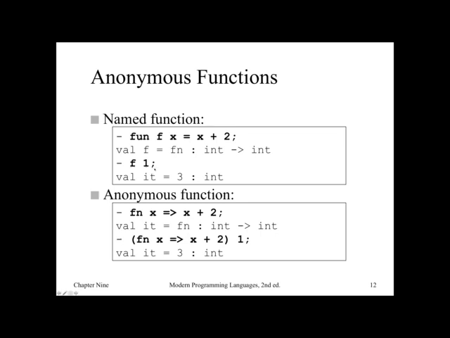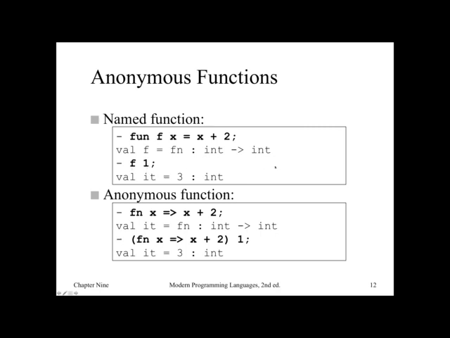Here's an example of a named function versus an anonymous function. In the named function, this is what we're used to. There's fun as a keyword. I've got f, which is the name of my function. F expects an x, and it's going to evaluate to x plus 2, and then here's the type. ML always gives us our type. It basically just increments the value by 2. I can now say f 1, and the answer is 3, because what this does is increment the value of whatever comes next by 2.